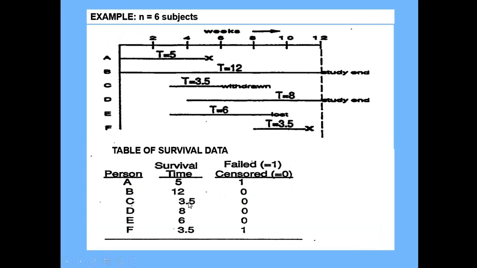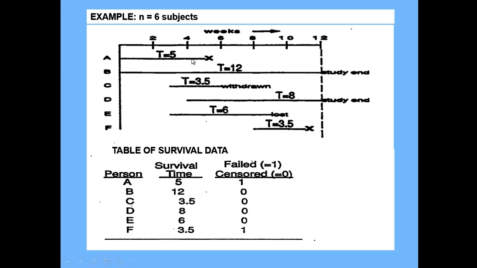Okay, so now let's look at this example. Going on here. Simple example. Here's a study with 6 subjects. First subject A, and it's a study that's 12 weeks. First, subject A is followed for 5 weeks, and X means they got the event. If you see an X, that means they failed. Okay. So their survival time is 5.